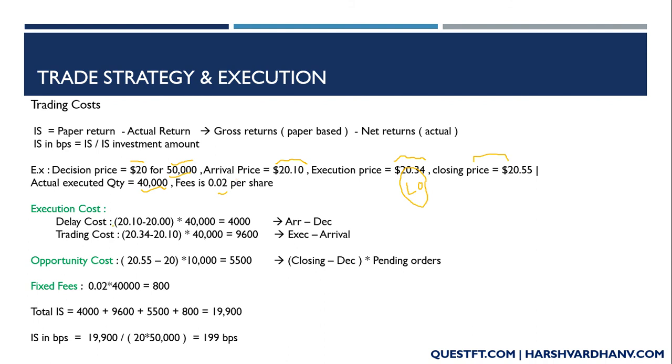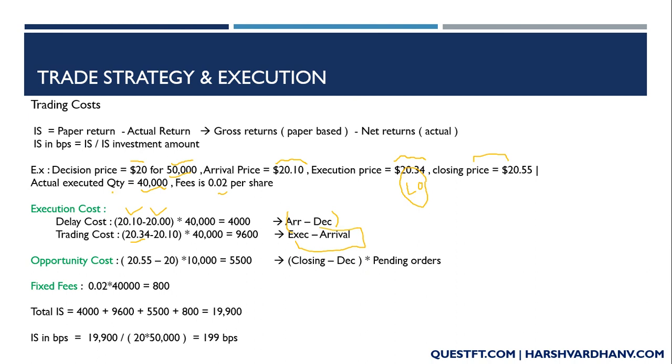So what is the execution cost? Execution cost is simply the arrival price minus the thought price, arrival minus the decision price. And what is the actual trading cost? It is the actual execution price minus the arrival price. So this is your execution cost.